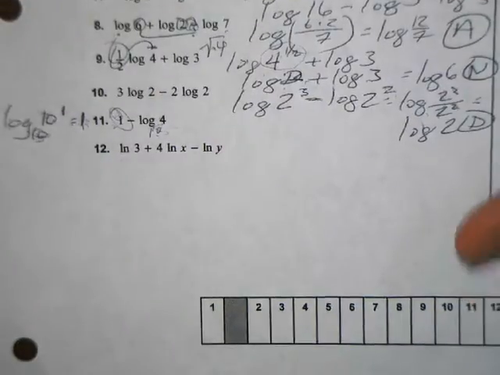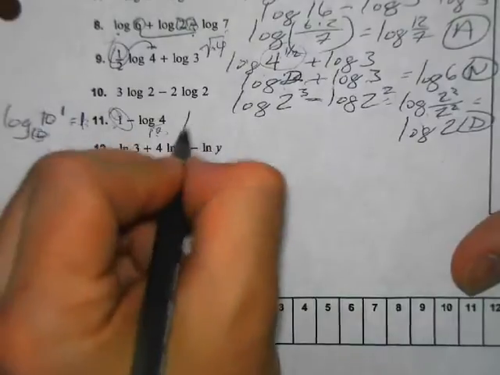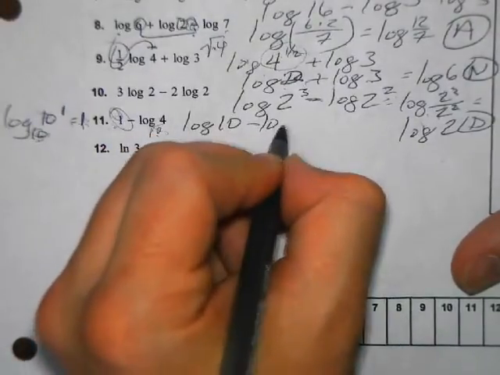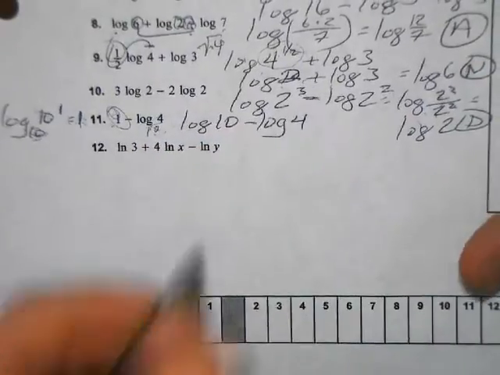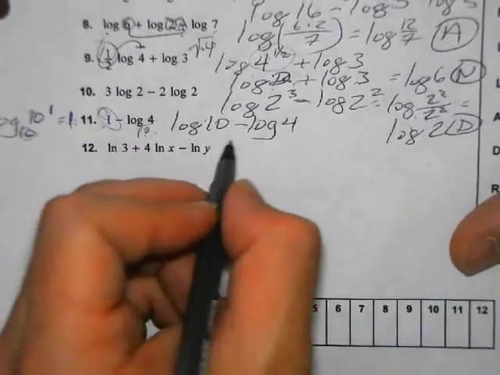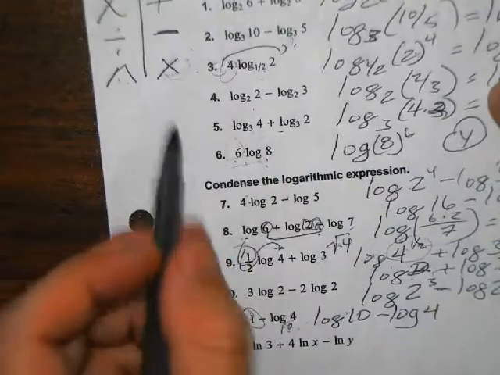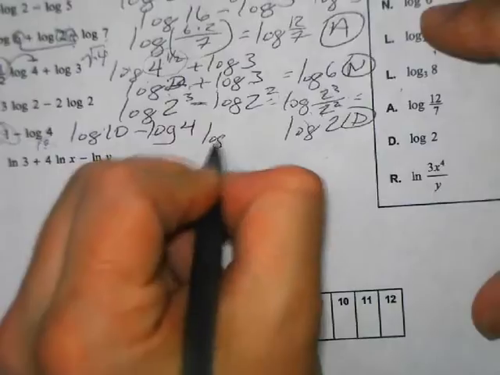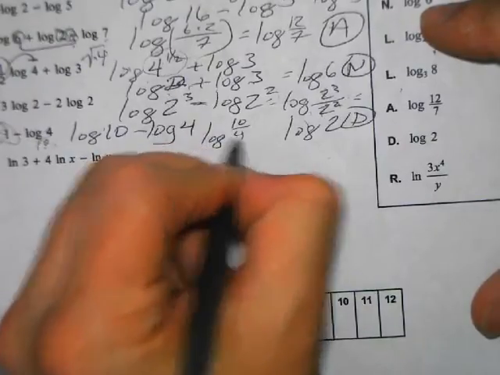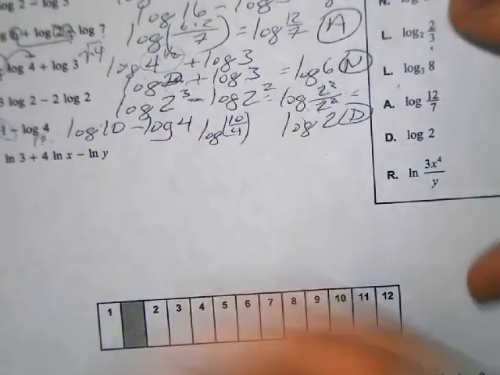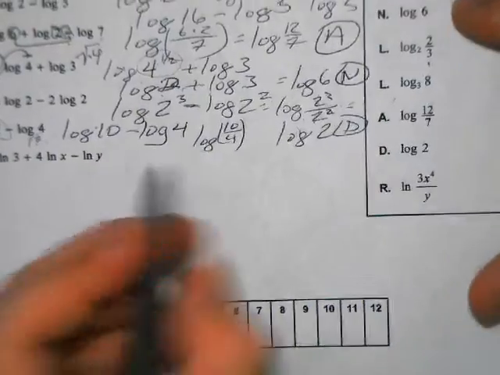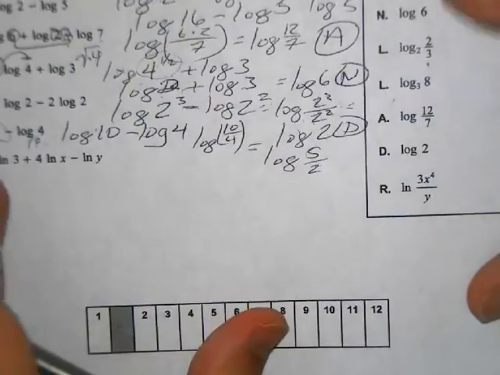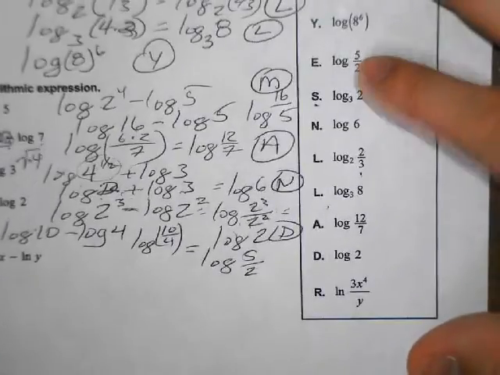So over here, same thing, right? We're going to have log in base 10 of 10 minus log in base 10 of 4. When you have subtraction, what can you use? That's division, right? Subtraction will turn into division. So we're going to have log in base 10 of 10 over 4. 10 divided by 4 is 5 over 2. So this final answer will be log in base 10 of 5 over 2. And this will match E.